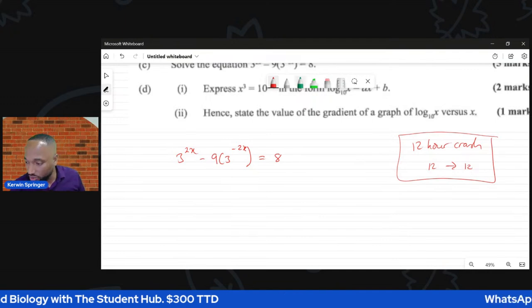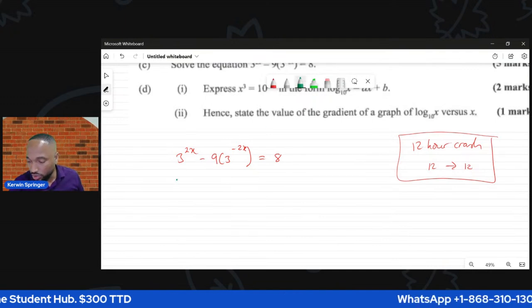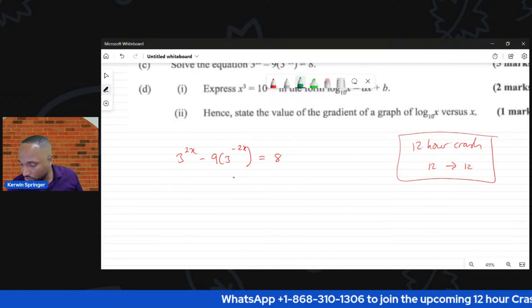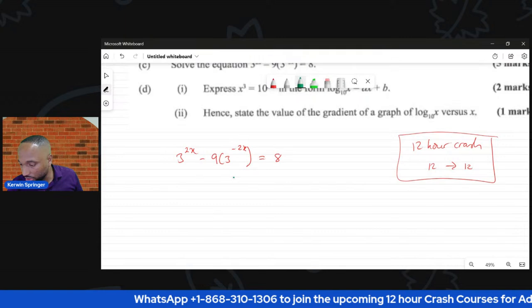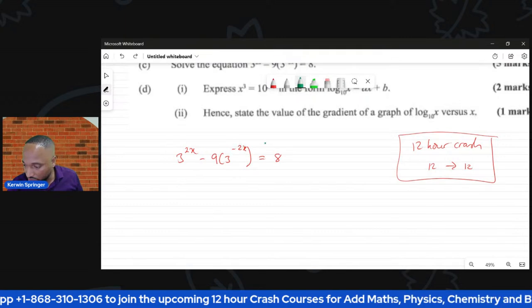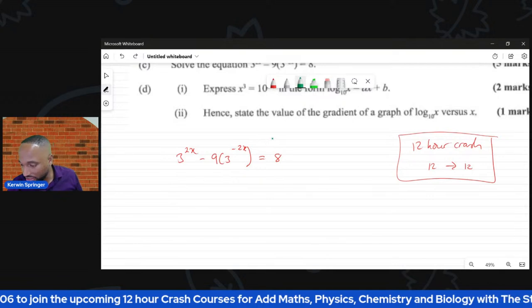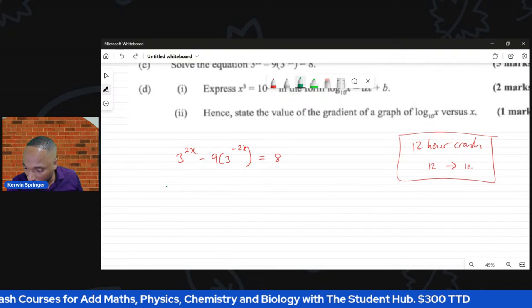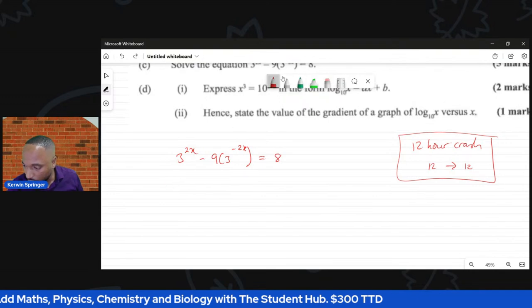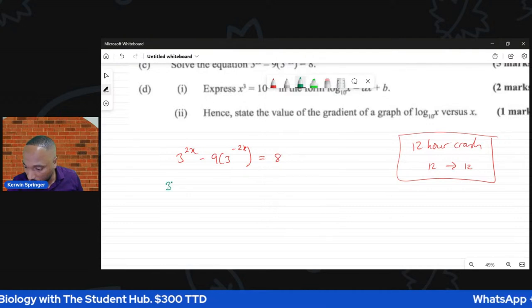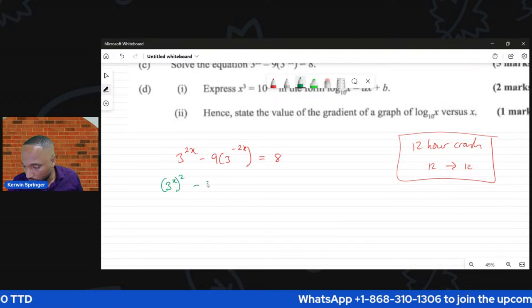Okay, so this is hidden quadratics. So what are we looking at? We're looking at 3 to the power of x, 3 to the power of x. This is 3 to the power of x. So this is really 3 to a power to a power, right? A power to a power. Can I express this as 3 to the power of x, all squared, minus 9?